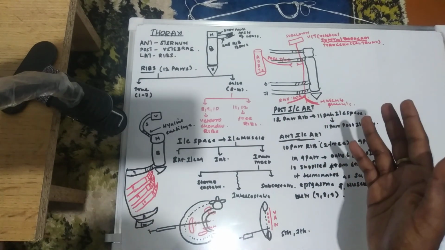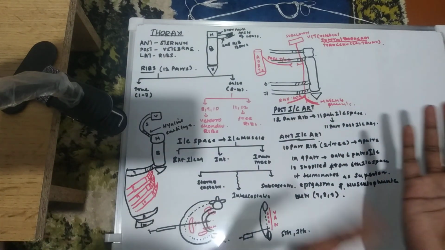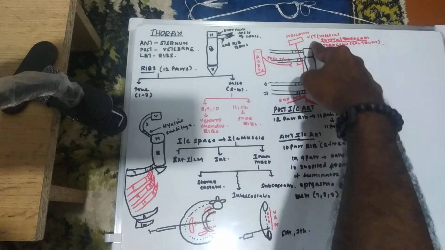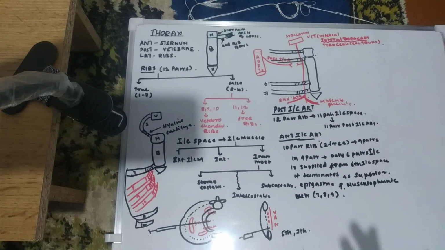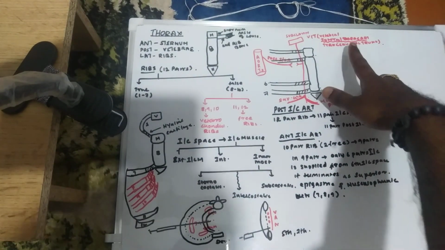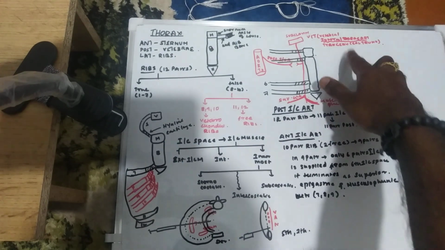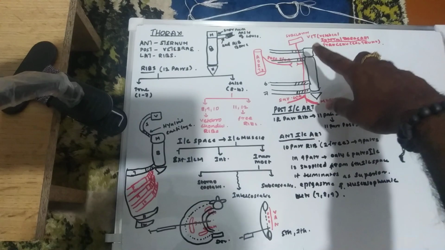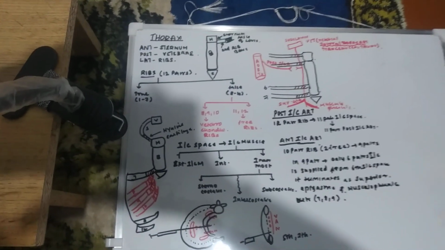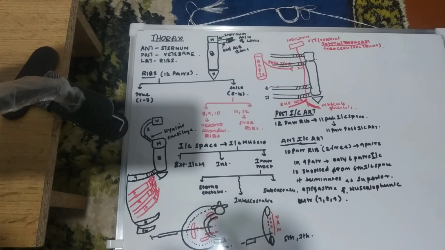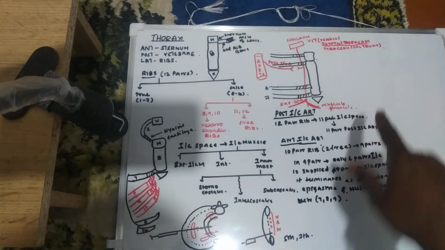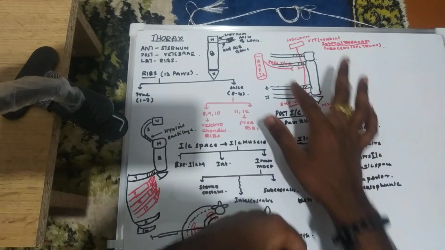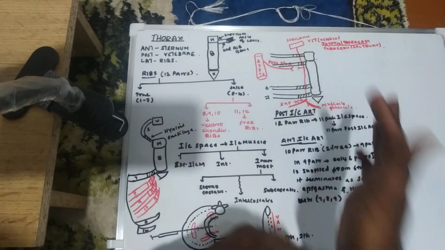Then when we go for the artery supply, it gets its branches from the subclavian artery. For the subclavian artery, we can say VAT: vertebral artery, internal thoracic artery, thyrocervical trunk. From the internal thoracic artery, the anterior part is supplied. When you go for the supply, we have to divide it into posterior intercostal artery and anterior intercostal artery.